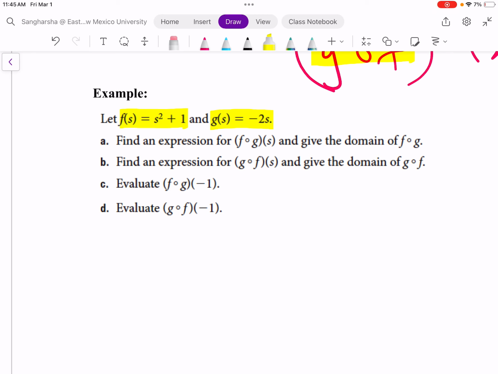So what is the common thing that both f and g function has? Same domain. Same domain, that's right. So here, the f has a domain s, g has a domain s. Okay, so the domain is the same here. Now we need to find f composite g of s, and we need to find the domain of this function.